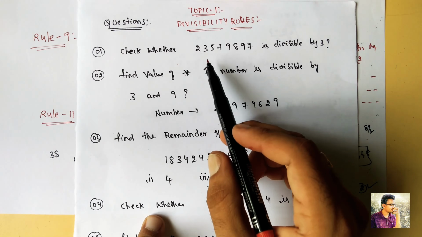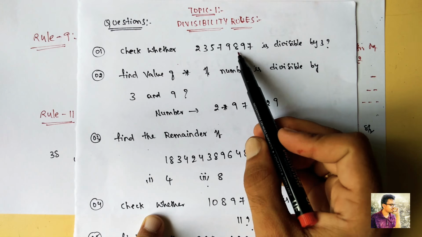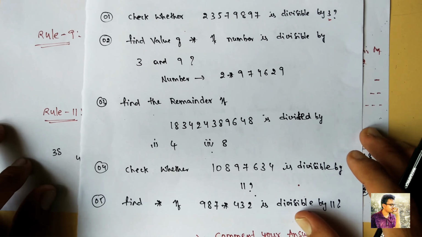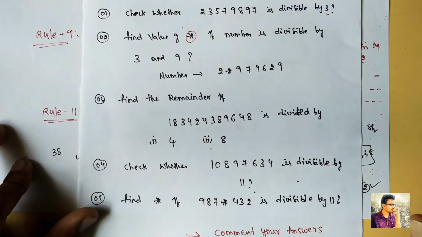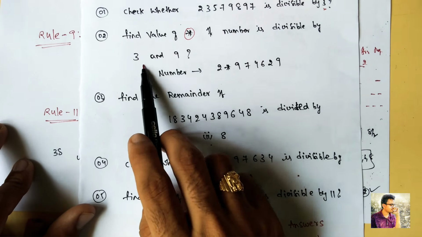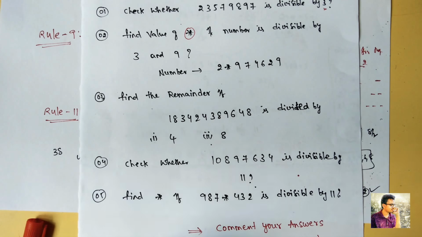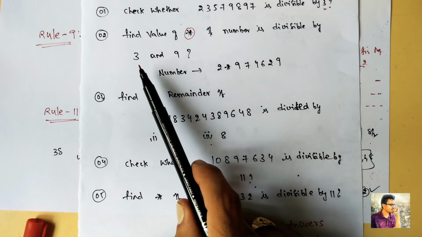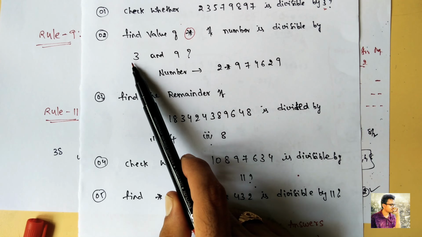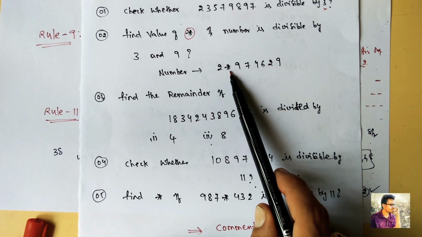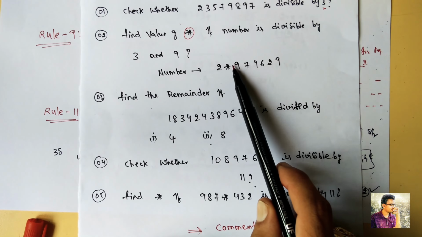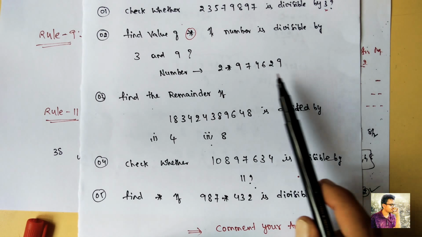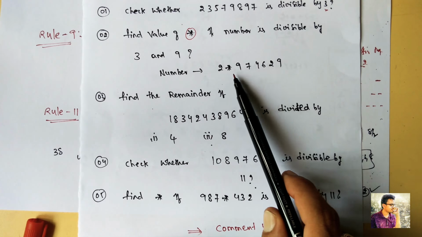The first question is, check whether 23579897 is divisible by 3 or not. And the second question is, find the value of star if the number is divisible by 3 and 9. This doesn't mean that the number is divisible by both 3 and 9. It says that if the number is divisible by 3, then find the set of values of star, and if the number is divisible by 9, then find the set of values of star. So you will get 2 answers, one for 3 and one for 9.